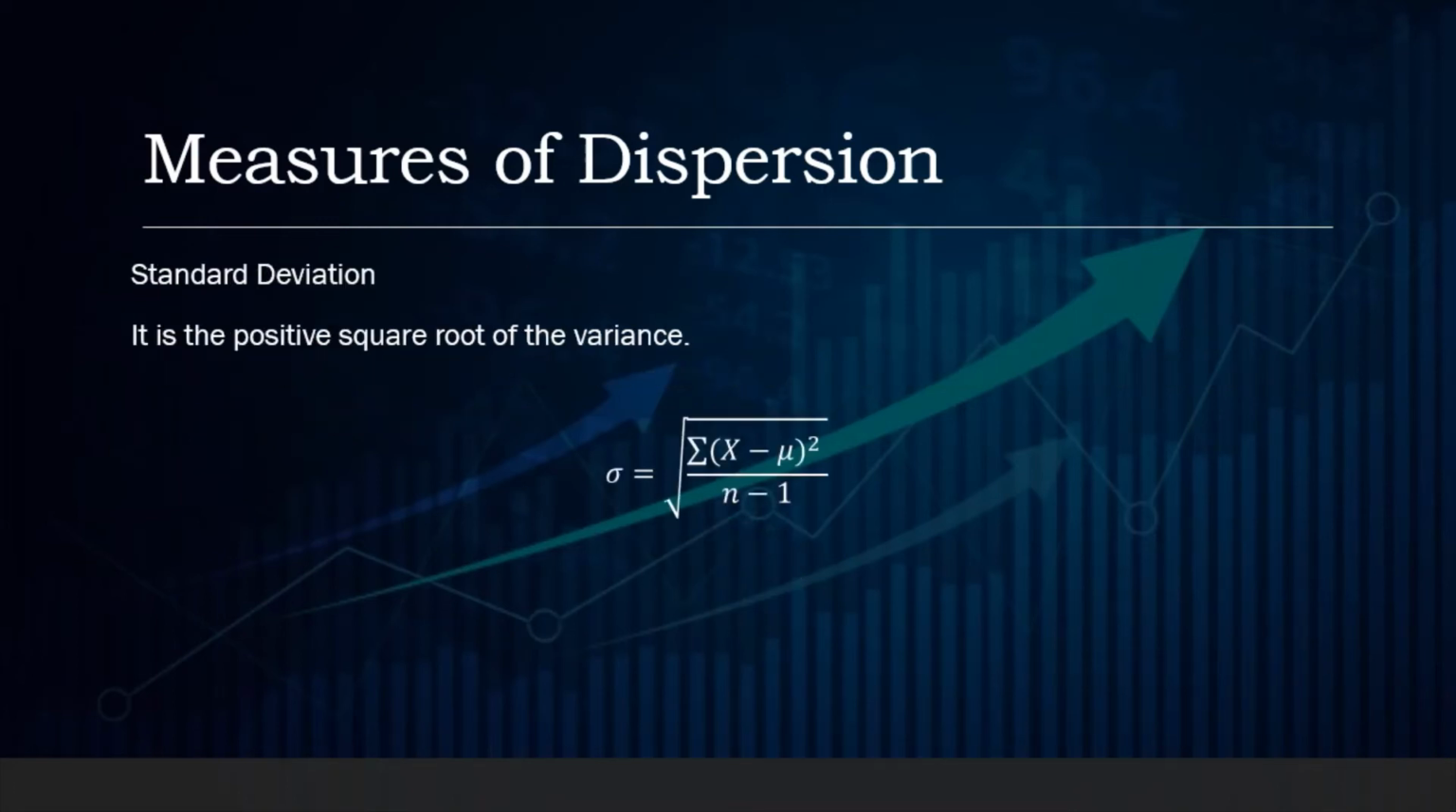Standard deviation. It is the positive square root of the variance. Standard deviation equals the square root of summation of x minus the mean, squared, divided by n minus 1.